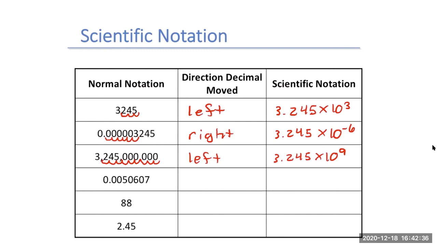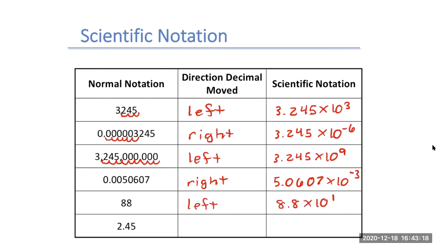And so now if we look at the next ones, we have a number that's smaller than 1. So our decimal point is going to get moved to the right. And it's going to be 5.0607 times 10 to the negative 3rd. Now, even with something as simple as 88, we can write that in scientific notation. We can pretty much take any number we want and write it in scientific notation. So since 88 is greater than 1, we're still going to move it to the left. And you end up with 8.8 times 10 to the 1. Not necessarily easier to write that way, but it's still good practice for us.